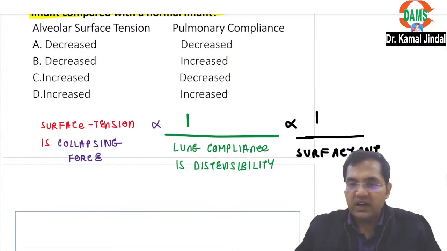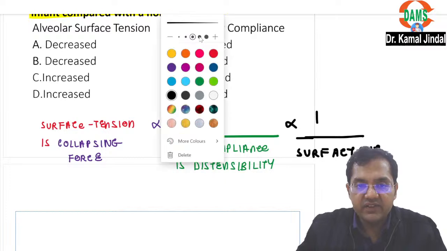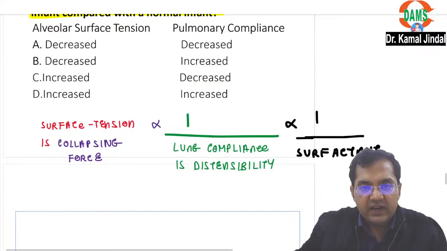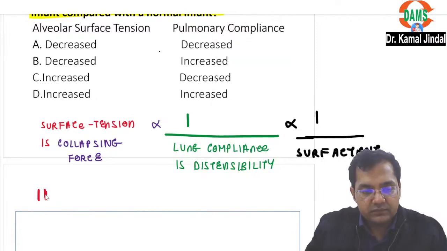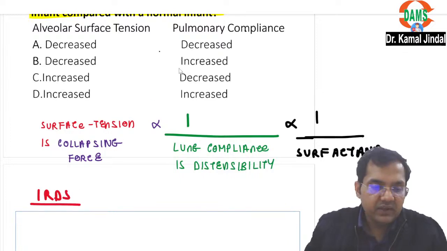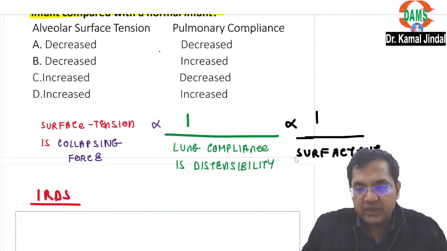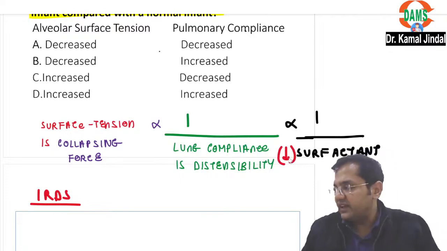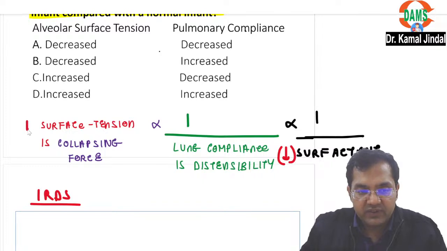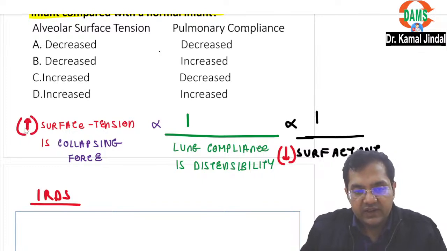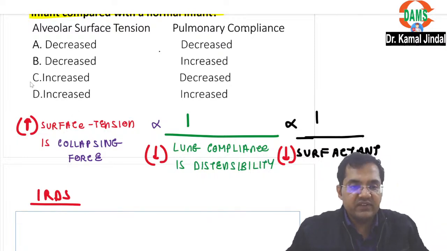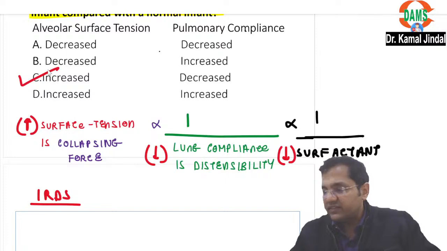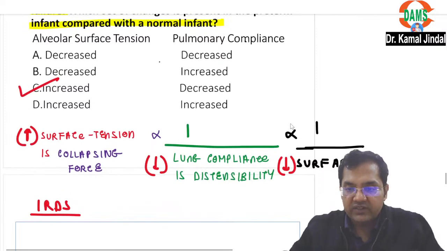In IRDS, infant respiratory distress syndrome, think about it. Preterm baby, infant respiratory distress syndrome, what will happen to surfactant? Surfactant is less. So what will happen to the surface tension? It increases. Surfactant and lung compliance are directly proportional, so lung compliance will decrease. So what is the best answer? Surface tension increases but compliance decreases. Excellent question and very important to understand the concept, right?